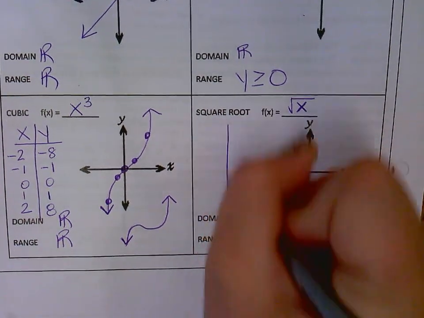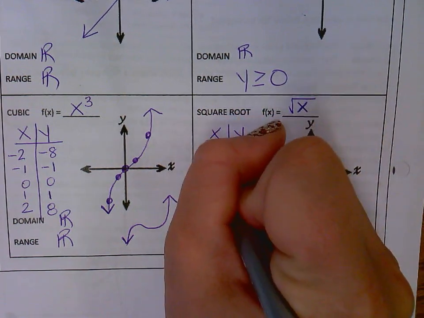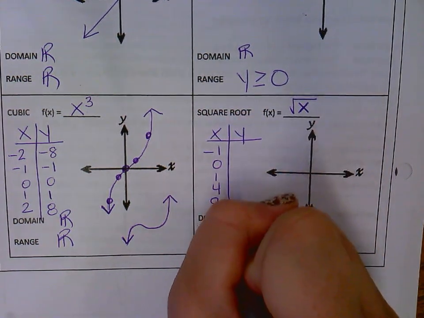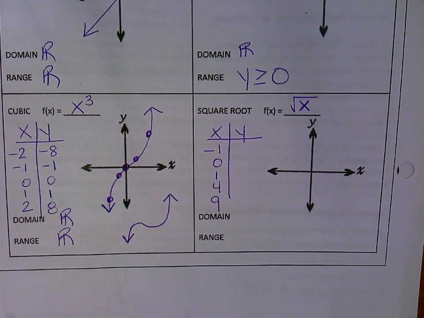And to graph it, I'm going to show you a table of values: -1, 0, 1, 4, and 9. I'm going to pick a special set of values for this.